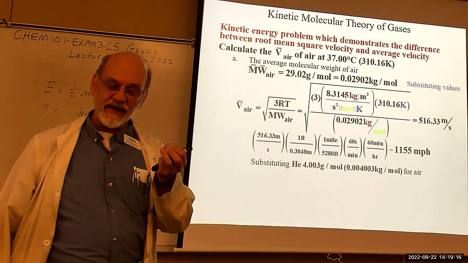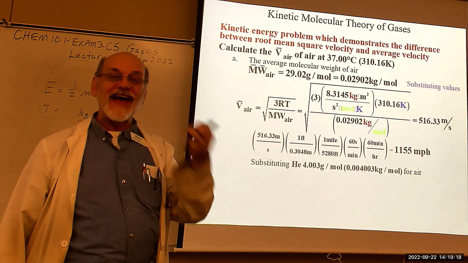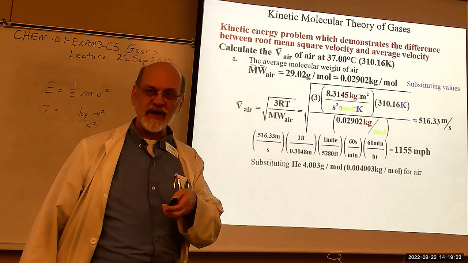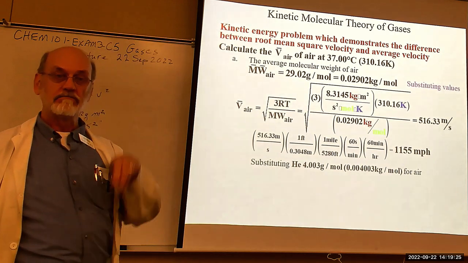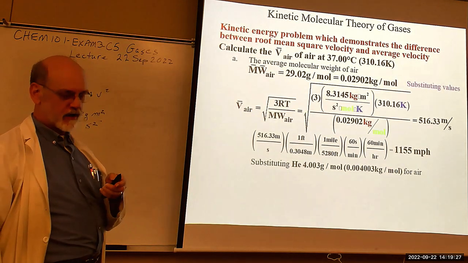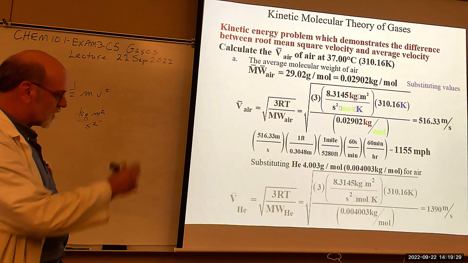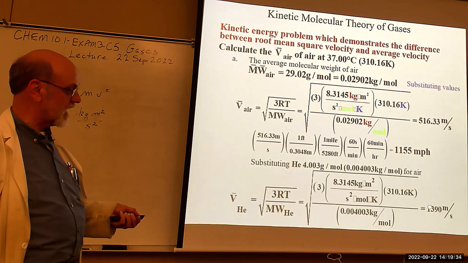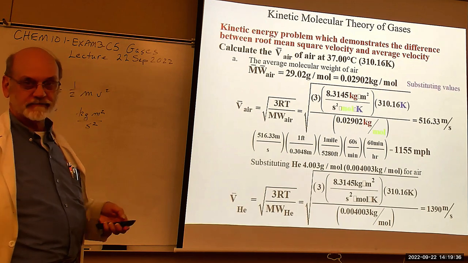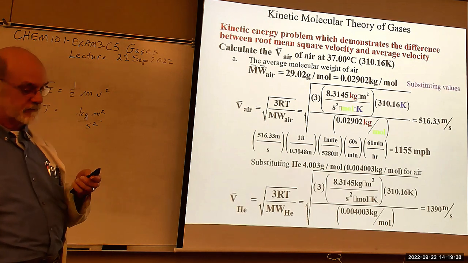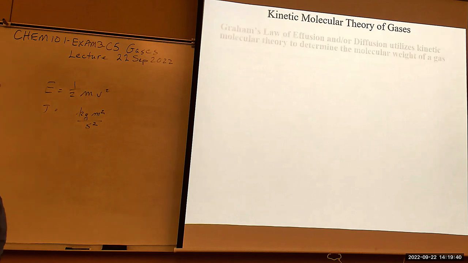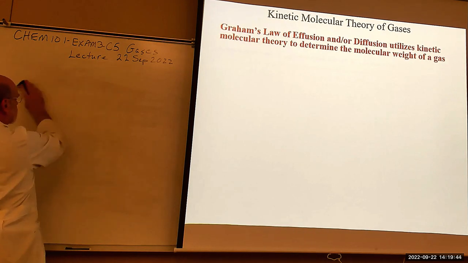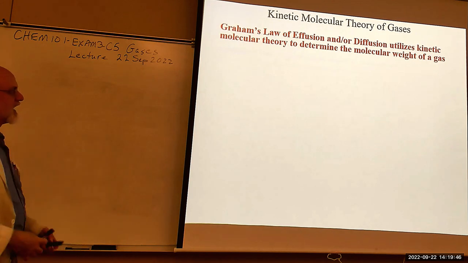With a smaller mass, you have to be going faster to have the same energy. So we should expect the velocity for helium to be much higher than it is for air. And we make the substitution and find out it is much higher, 1,390 meters per second instead of 500. A lot higher. Okay, that's the kinetic molecular theory of gases.